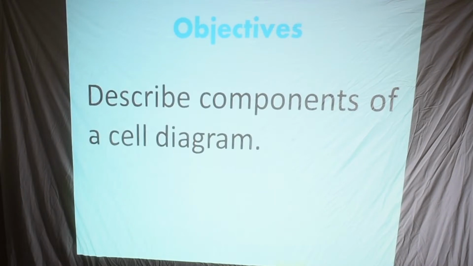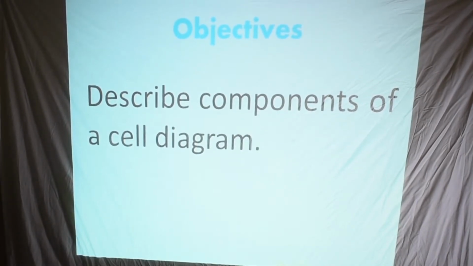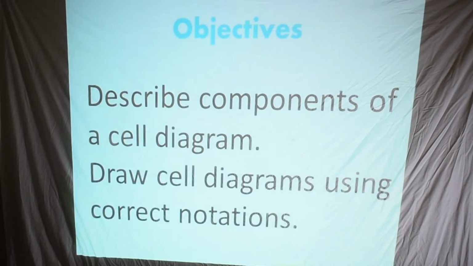Our objectives are: number one, describe the components of a cell diagram. What is it? What are the components? What is it composed of? Number two, draw a cell diagram using correct notation. You should be able to draw the cell diagram and name its components. That is the objective. The learner should be able to meet these objectives.